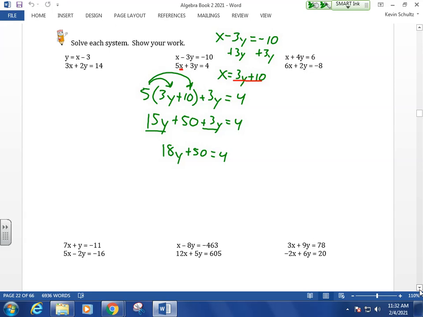Oh, I see why you're upset with me. I bet that 4 was in my head supposed to be a 2. But we can solve this. We can do it. Subtract 50 from both sides. 18y equals negative 46. Either it was supposed to be 2, or I was mad at the class that I wrote this for, because that happens sometimes. And so I'll give them fractions just out of spite.